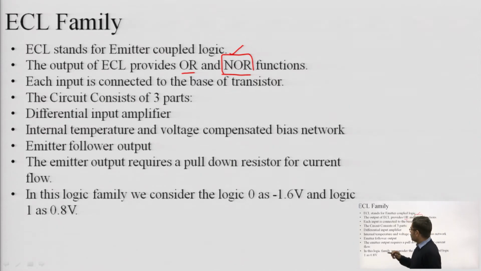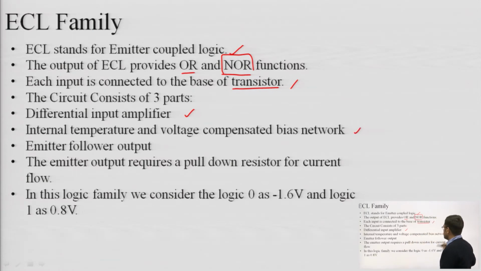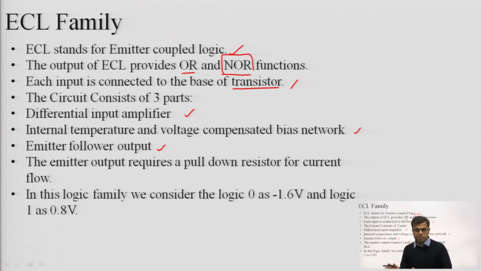Each input is connected to the base of the transistor. In TTL we have seen that inputs were connected to the emitters of the transistor, but in the ECL family the input is connected to the base of the transistor. The circuit consists of three parts: a differential input amplifier, a temperature and voltage compensated bias network, and an emitter follower output. These three things we will mark in our ECL circuit in the next slide.